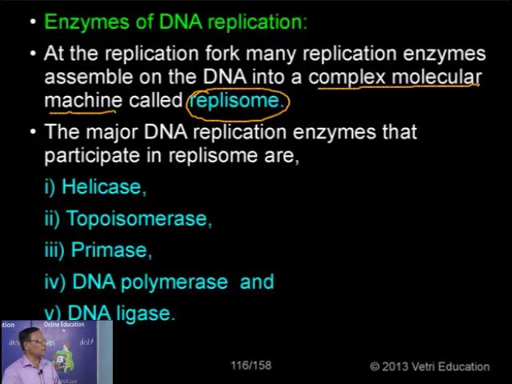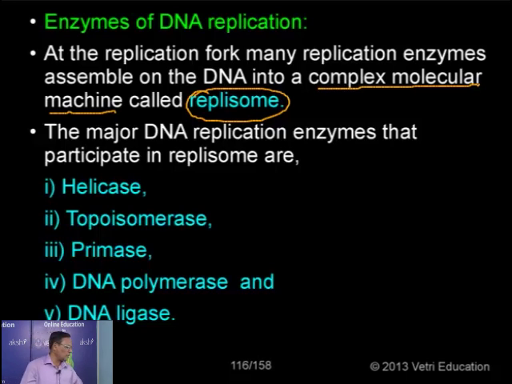Now the replisome contains the major DNA replication enzymes as follows. Number 1, helicase. Number 2, topoisomerase. Number 3, primase. Number 4, DNA polymerase. Number 5, DNA ligase. And normally you know that most of the enzymes are proteinaceous in nature.